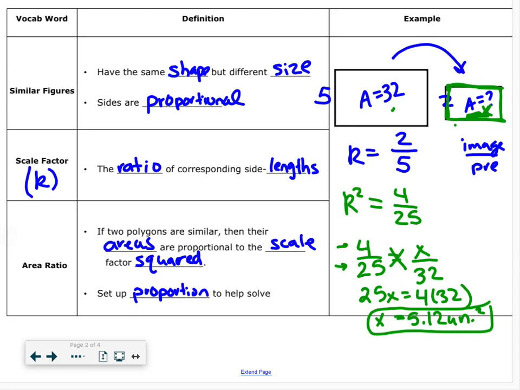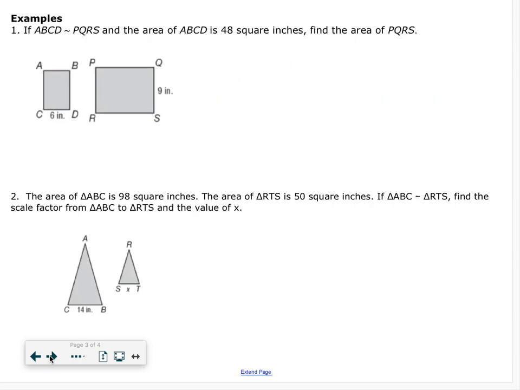So we can use the scale factor and the area of one figure to help us find the area of the other figure. So we have these two similar rectangles. The area of ABCD, so I'm just going to label it. The area of this one is 48 inches squared. We don't know what the area of this one is, so let's just use A for the area there. Find the area of PQRS.